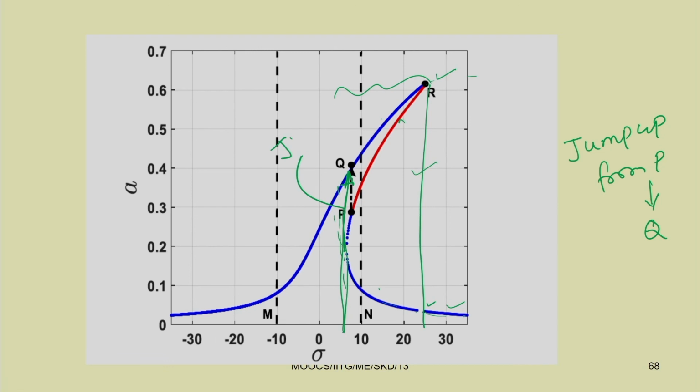Next class we will discuss more on this jump up and jump down phenomenon, and we will study the case where the forcing is strong. In that case we will also see simultaneous resonance conditions, or subharmonic or superharmonic resonance conditions.